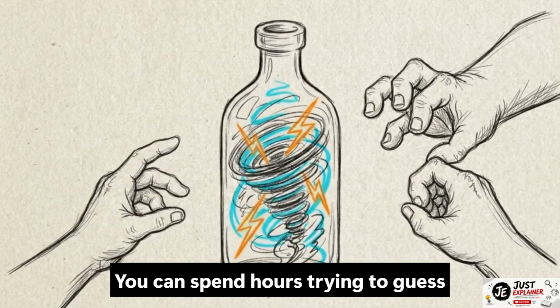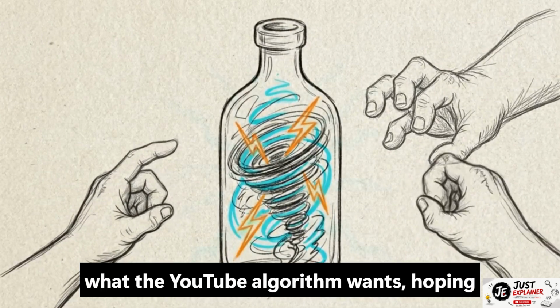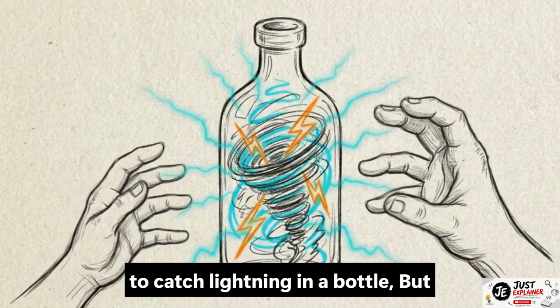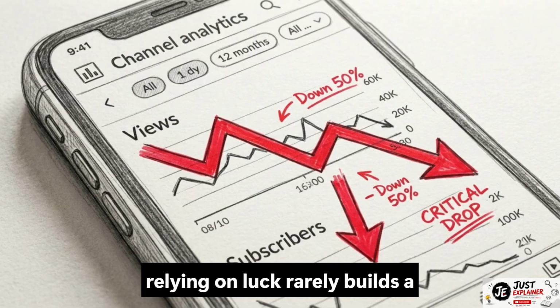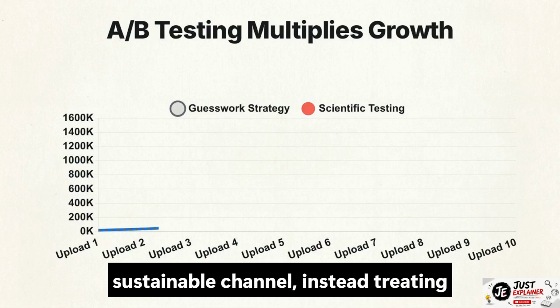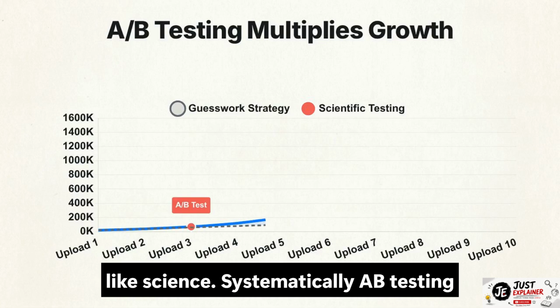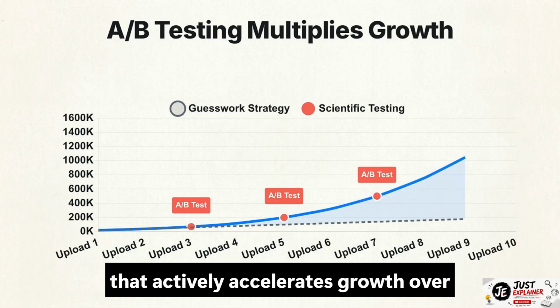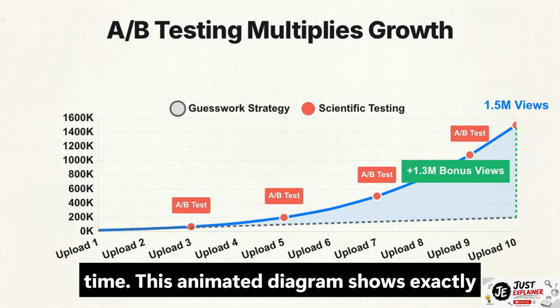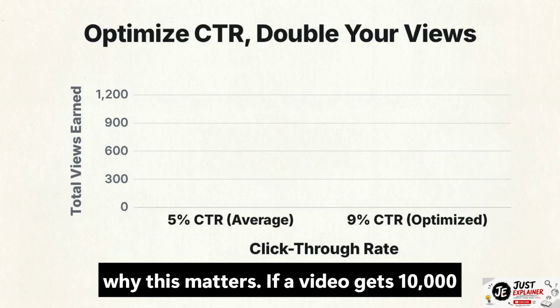You can spend hours trying to guess what the YouTube algorithm wants, hoping to catch lightning in a bottle. But relying on luck rarely builds a sustainable channel. Instead, treating your thumbnail and title combinations like science, systematically A/B testing variables, creates a compounding effect that actively accelerates growth over time. This animated diagram shows exactly why this matters.